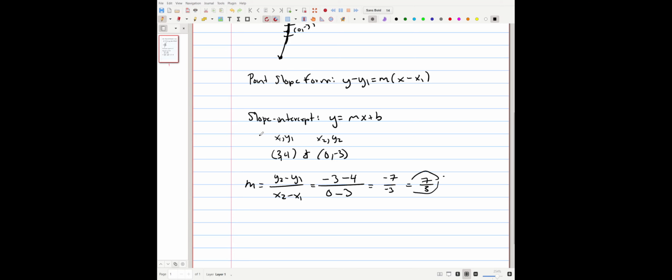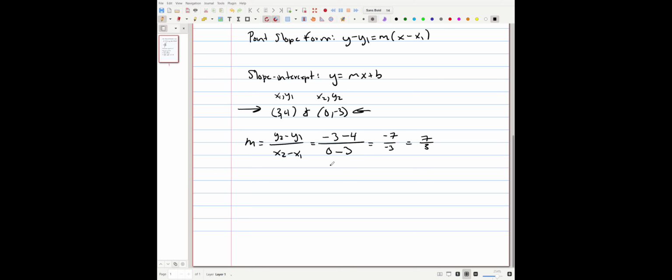And so now we have a slope, and we have 2 points. But notice for point slope form, we just need slope and 1 point. So we can choose either this point or this point and plug it in to get the equation of the line. So I'm going to choose the (3, 4) for no particular reason. So y minus y1, which is 4, is equal to m, which we figured out is 7/3, times x minus x1, which is 3.